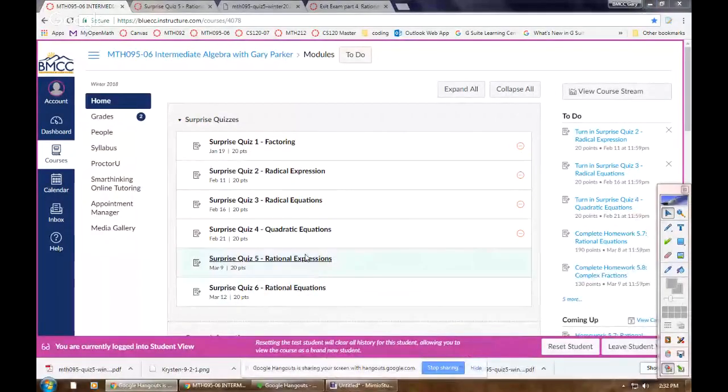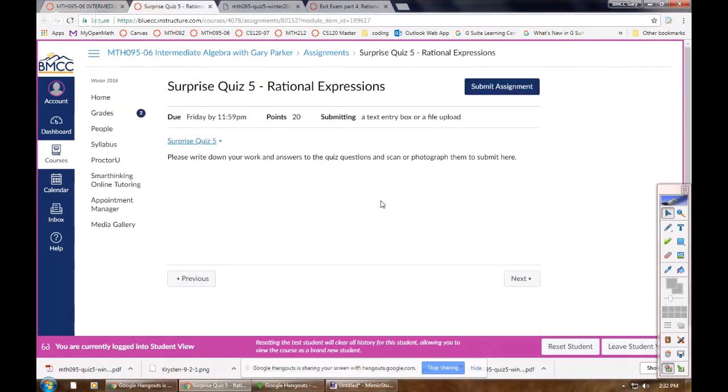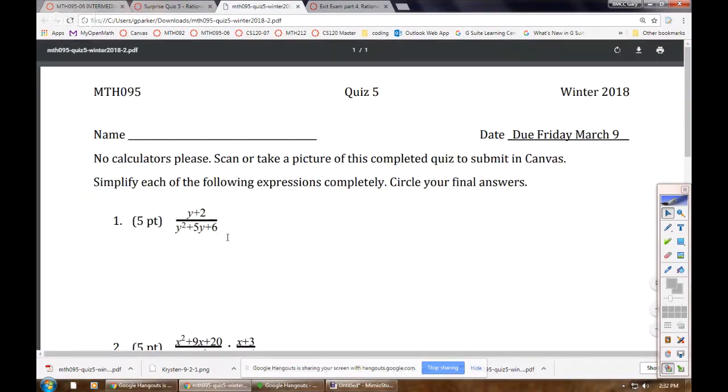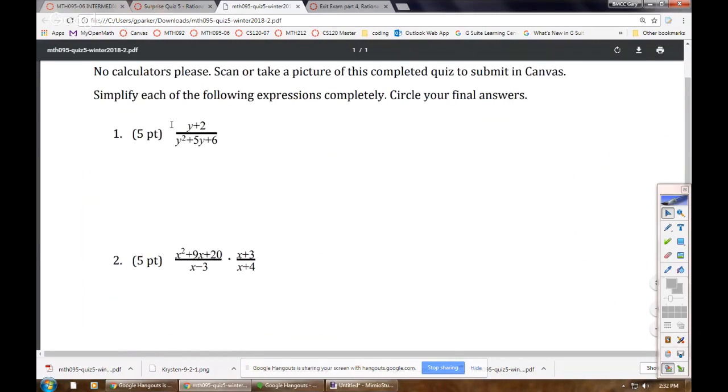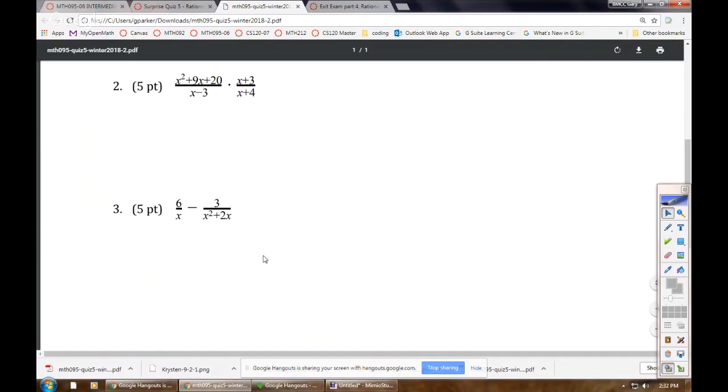So hopefully you've noticed I posted a couple more quizzes related to Chapter 5, one on simplifying rational expressions and one on solving rational equations, which is about the end of Chapter 5, which you should be on right now. So quiz 5 is due this Friday, and it's on simplifying rational expressions. We just have a simple one to reduce, a multiplication to simplify, a subtraction to simplify, and what's called a complex fraction.